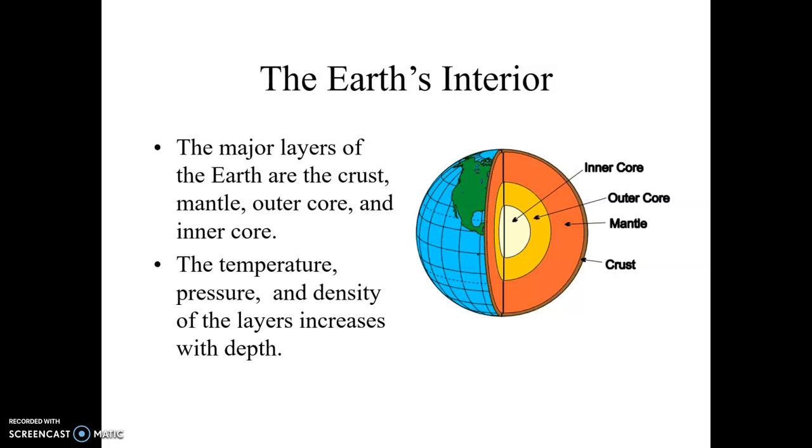This video covers the structure of the Earth's interior and is intended as supplementary material for my various physics classes. The four major layers of the Earth itself are, first of all, the crust at the top, below that the mantle, below that the Earth's outer core, and then down towards the center, the inner core. As you increase in depth, essentially three physical quantities increase as well: temperature, pressure, and density. The temperature, pressure, and density of the various layers increase with depth.